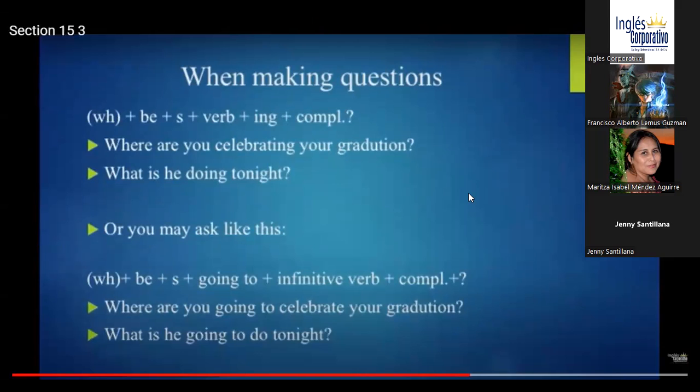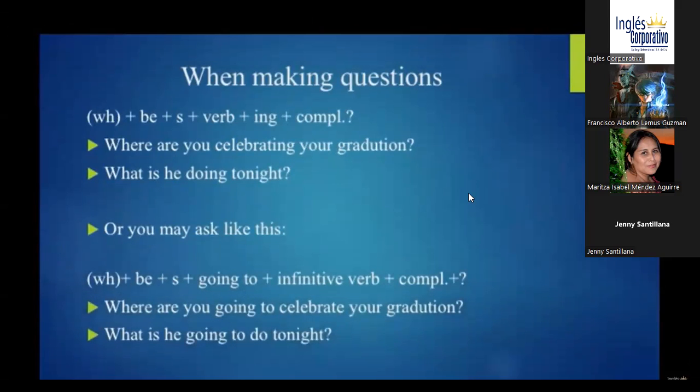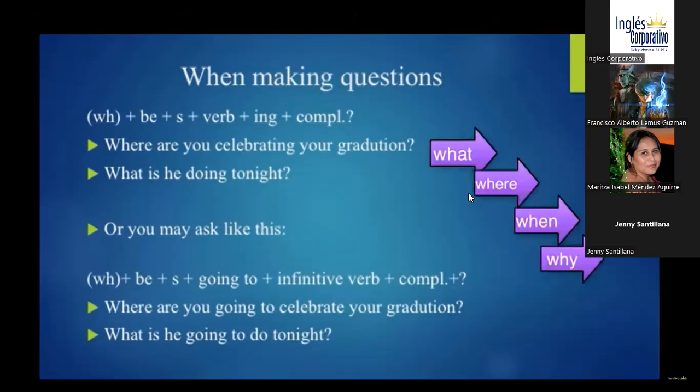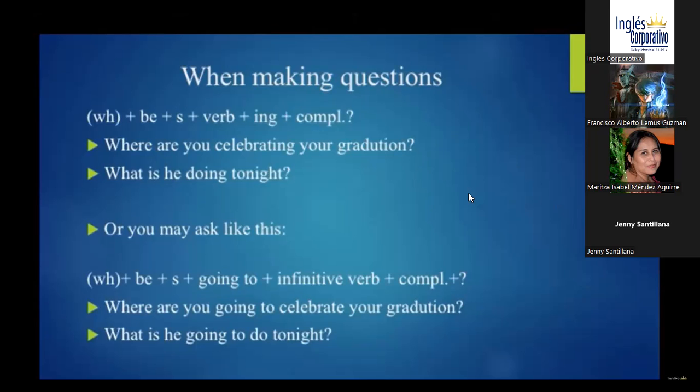WH question word plus be plus subject plus verb plus ing plus complement and question mark. Where are you celebrating your graduation? What is he doing tonight? Remember, your WH question word will depend on what you want to know. Or you may ask like this, WH question word plus be plus subject plus going to plus infinitive verb plus complement and question mark. Where are you going to celebrate your graduation? What is he going to do tonight? Either question is correct.